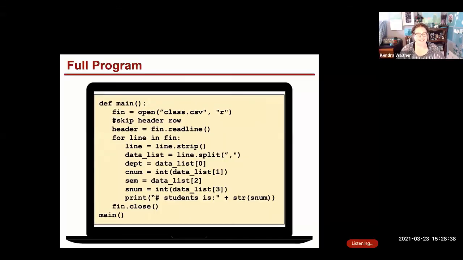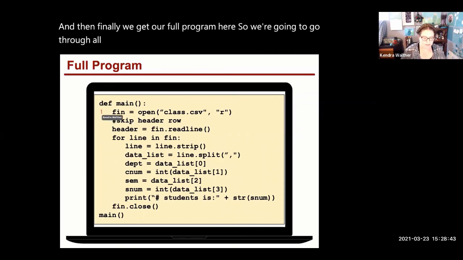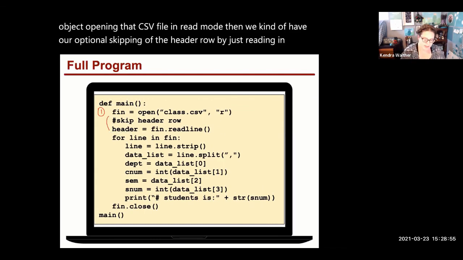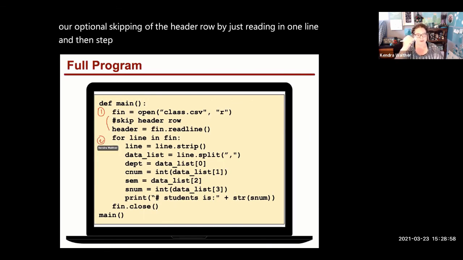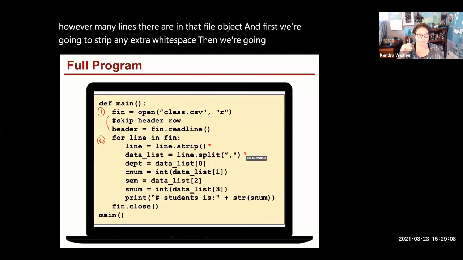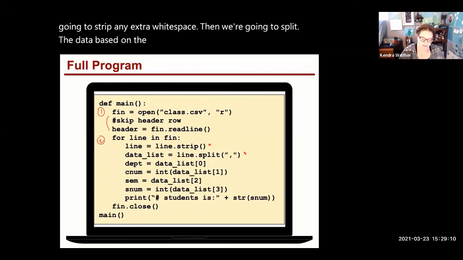And then finally, we get our full program here. So we're going to go through all the steps. Step 1, we're reading the file object, opening that CSV file in read mode. Then we have our optional skipping of the header row by just reading in one line. And then step 2, we're going to go through every other line, however many lines there are in that file object. First, we're going to strip any extra white space. Then we're going to split the data based on the comma. And then we can use our list indices to grab each column of data.